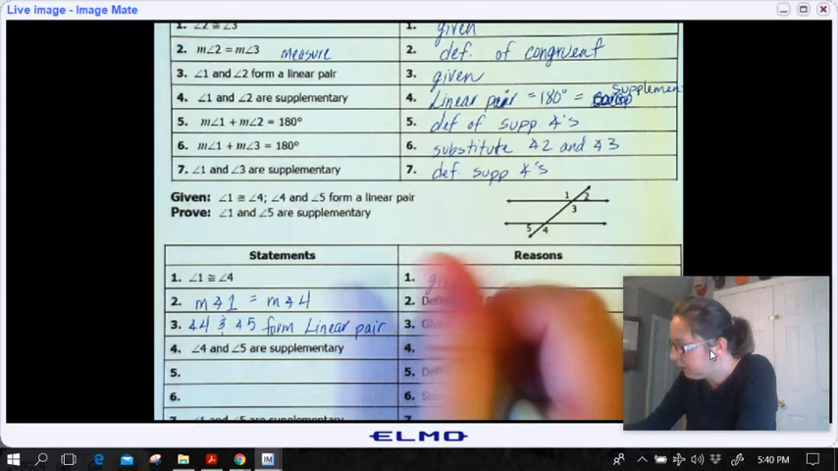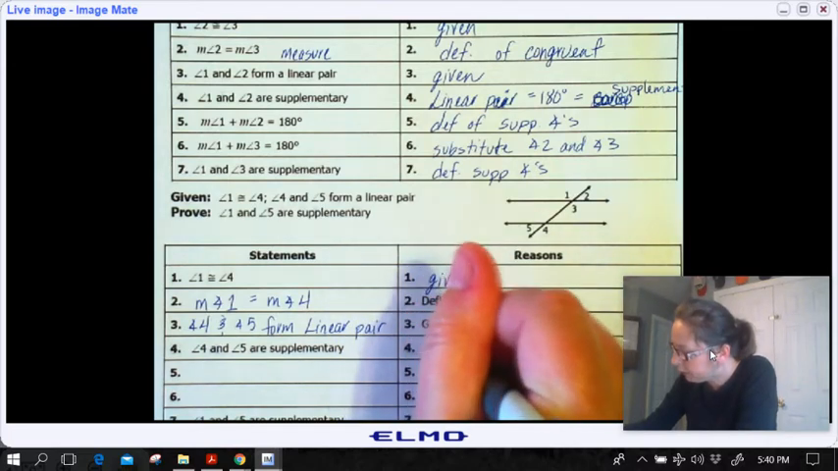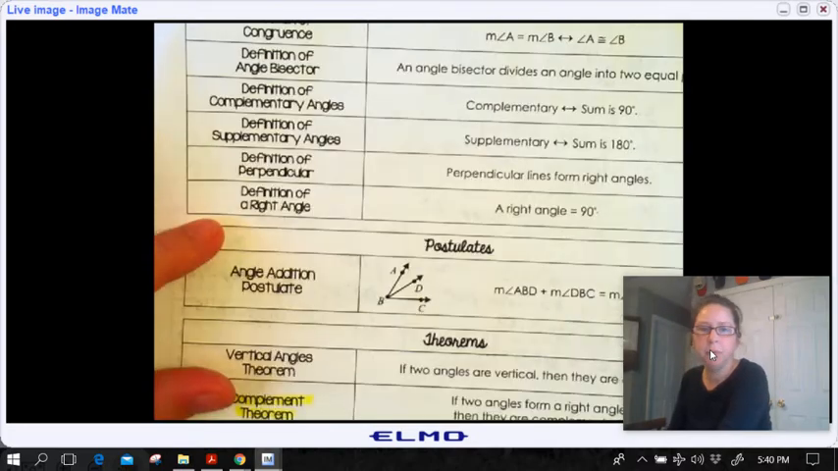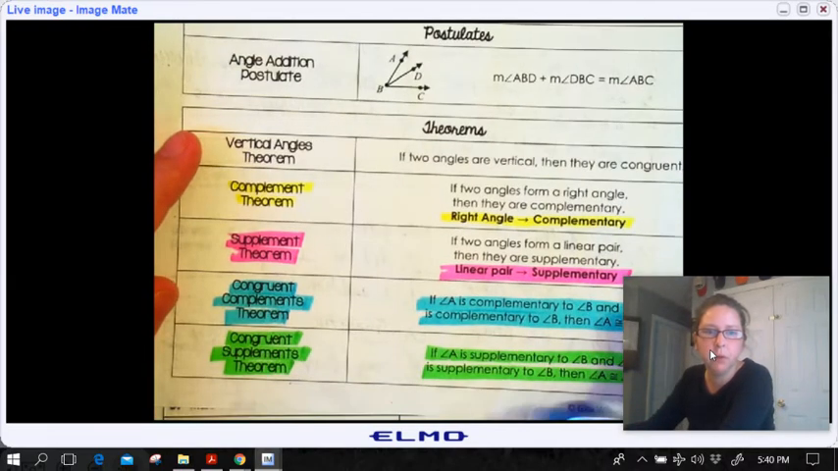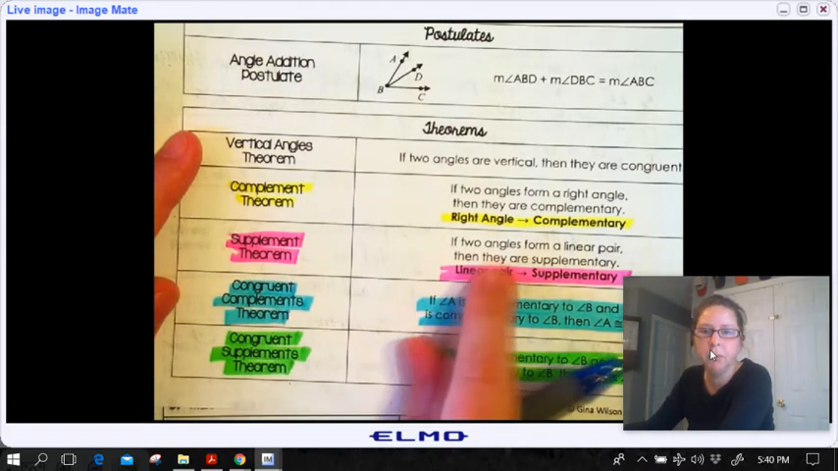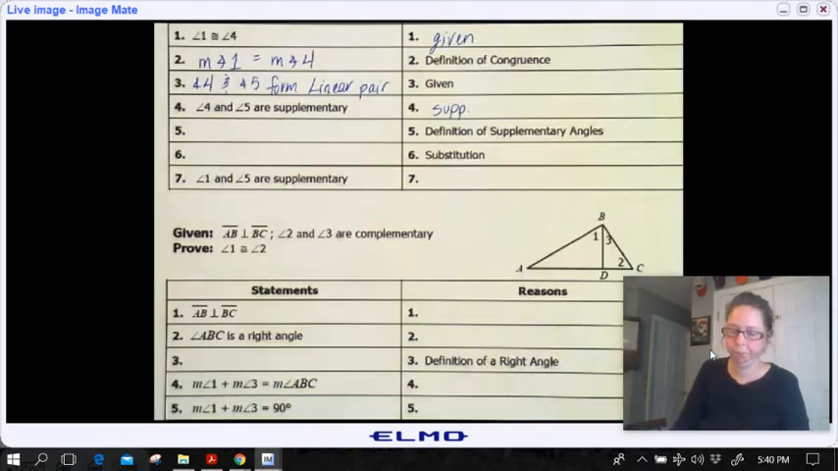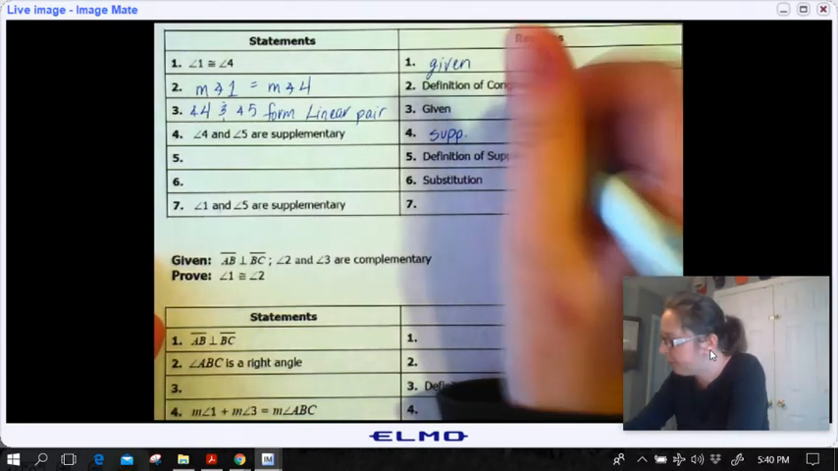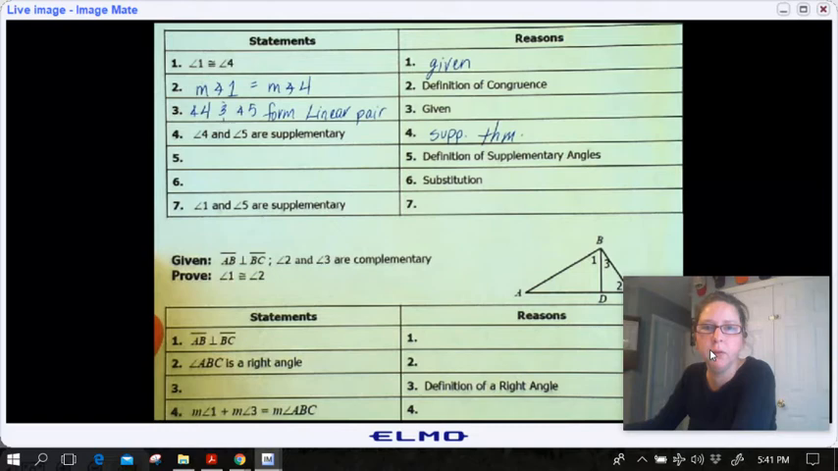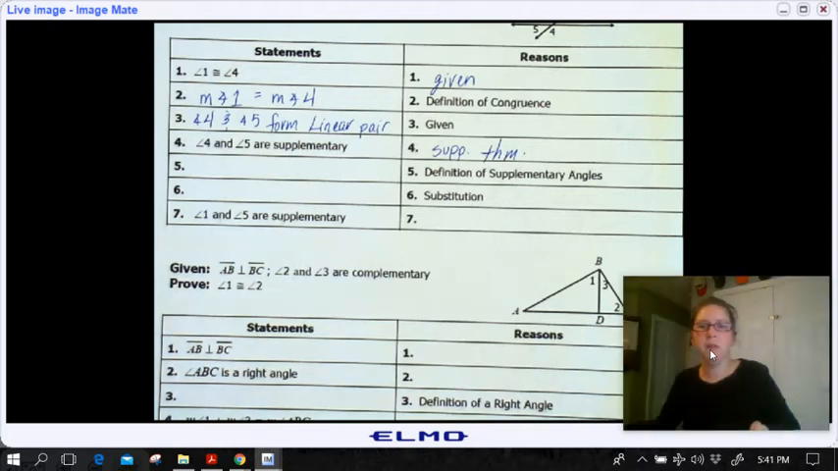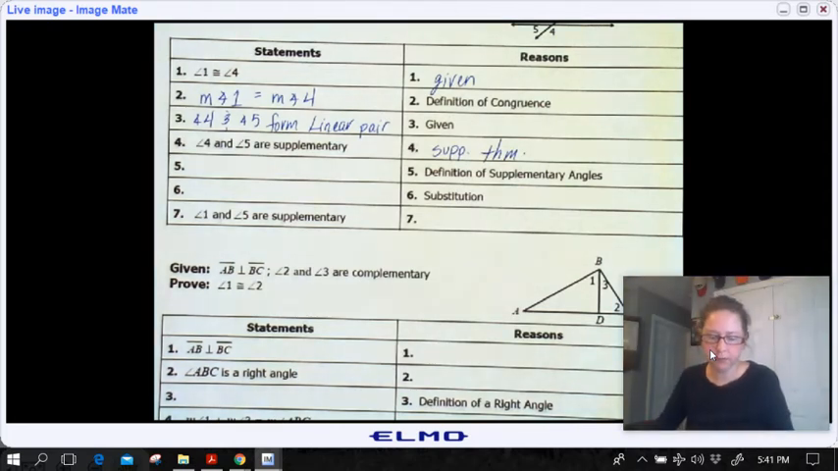That is the supplement theorem down here at the bottom. Okay? Or supplement theorem. Linear pair and supplementary, they mean the same thing. So the supplement theorem. To shorthand the word theorem, I just use THM. Okay. 5, the definition of supplementary angles is the reason.